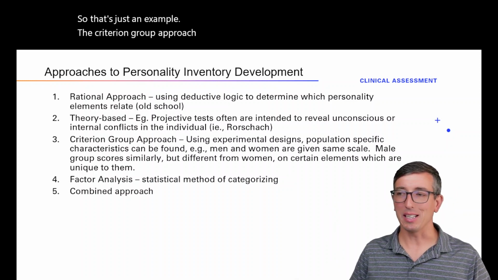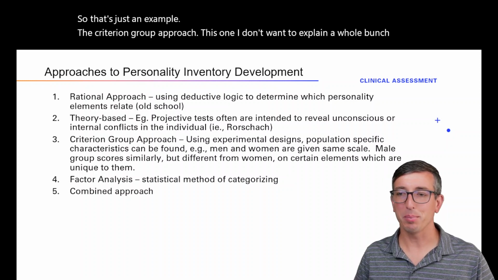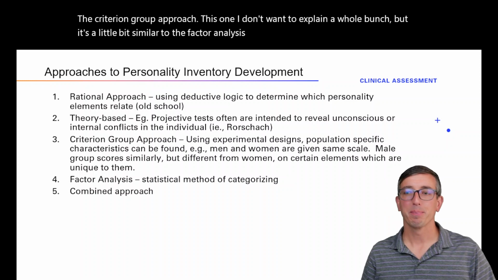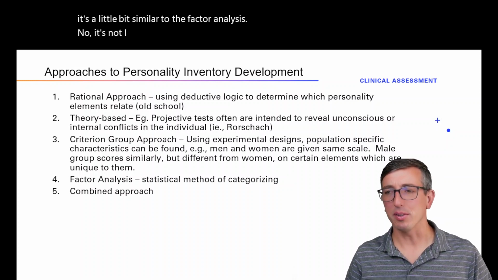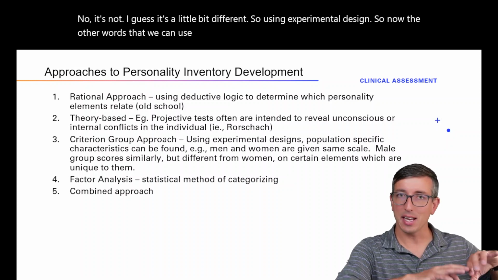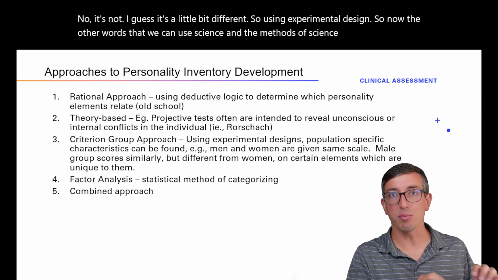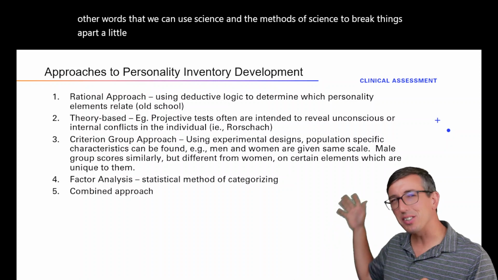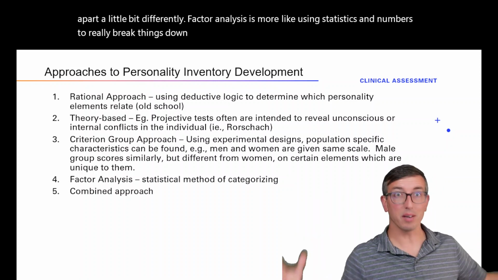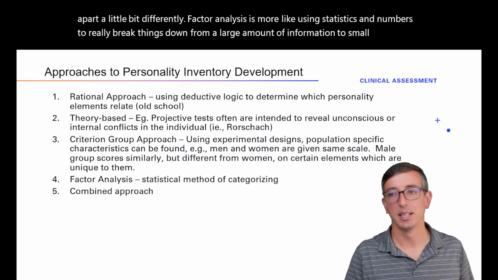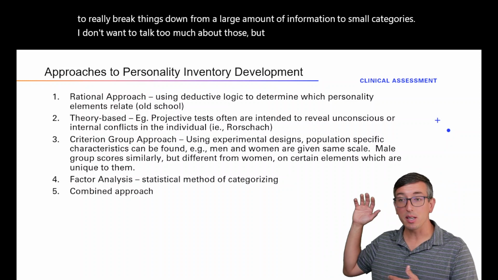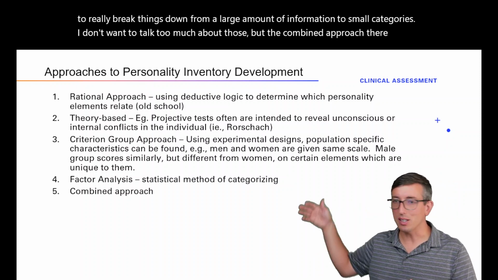This one I don't want to explain a whole bunch, but it's a little bit similar to the factor analysis. Well, no, it's not, I guess. It's a little bit different. So using experimental designs. In other words, we can use science and the methods of science to break things apart a little bit differently. Factor analysis is more like using statistics and numbers to really break things down from a large amount of information to small categories. I don't want to talk too much about those, but the combined approach, you can combine these different things.